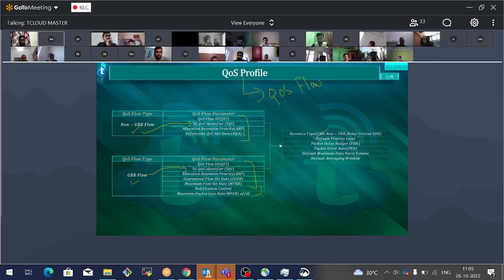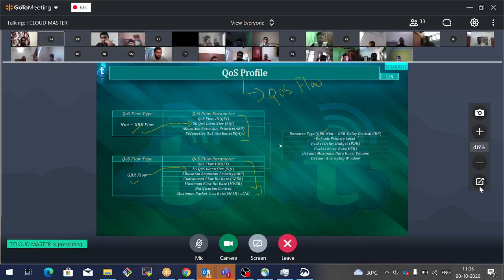Packet delay budget, packet error rate, default averaging window, and default maximum data burst volume, which is applicable only for the GBRs that are of type delay-critical GBR. So those are the quality of service profile details that are sent from the network.